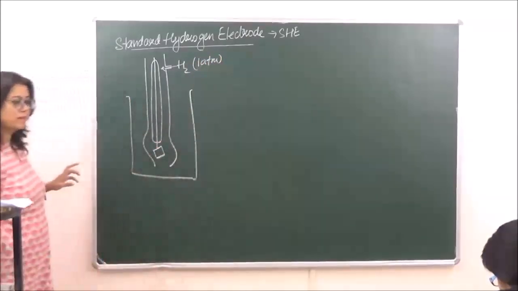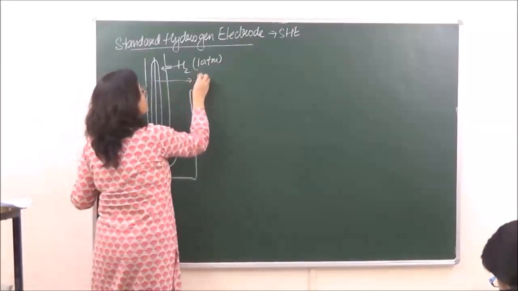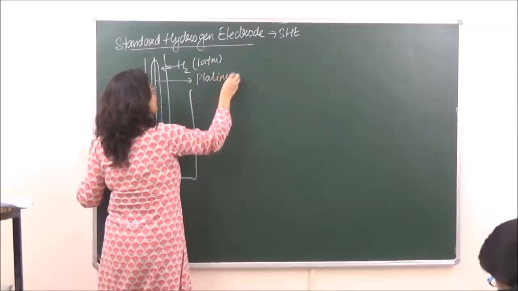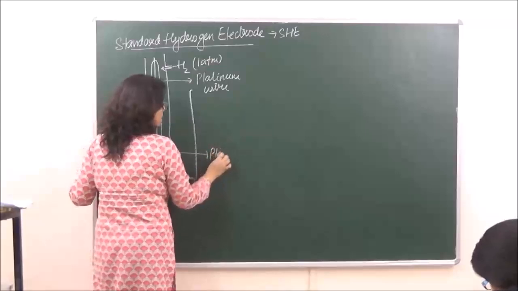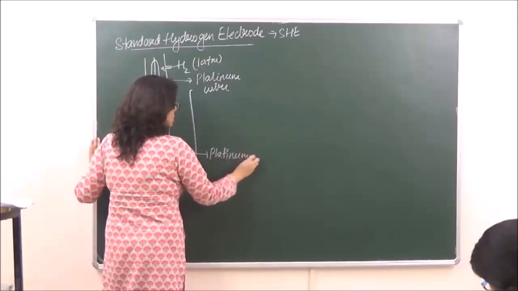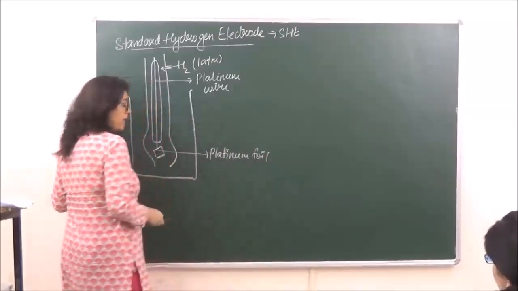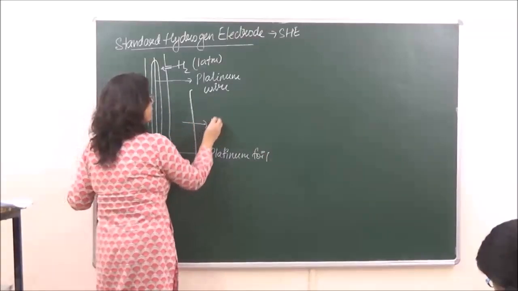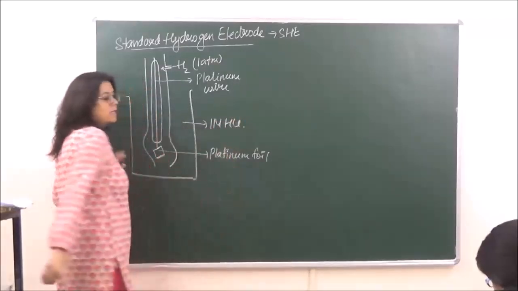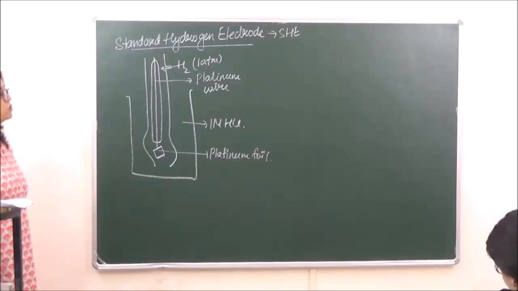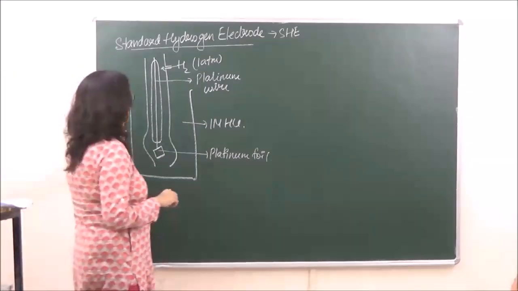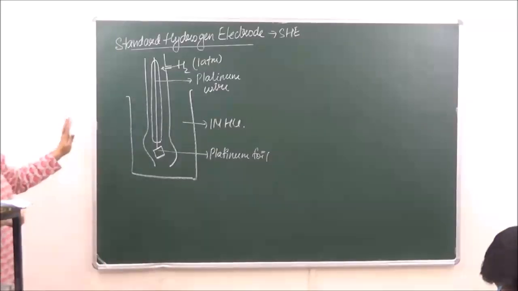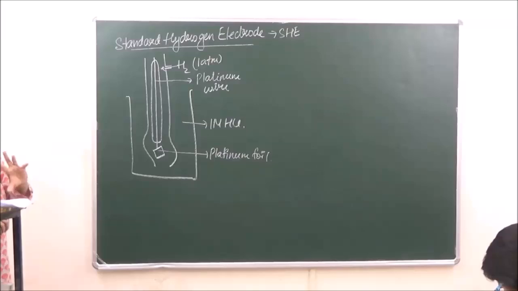at 1 atmosphere. So we are saying that this is a platinum wire and platinum foil, and the electrolyte which we are taking over here is 1 molar HCl. Okay, so this is what a hydrogen electrode or standard hydrogen electrode is. This standard hydrogen electrode can be used as both cathode as well as anode, right?